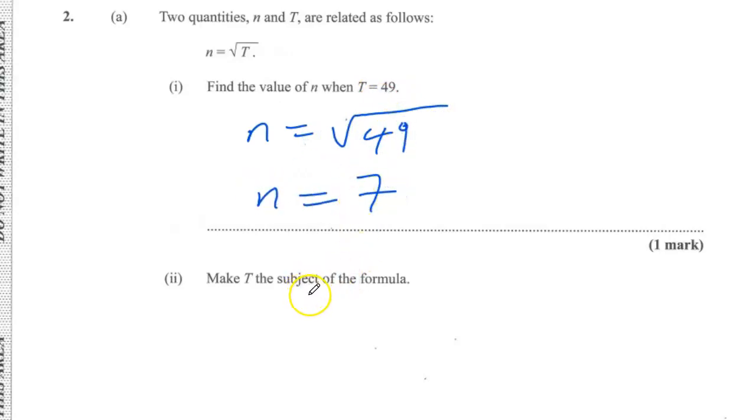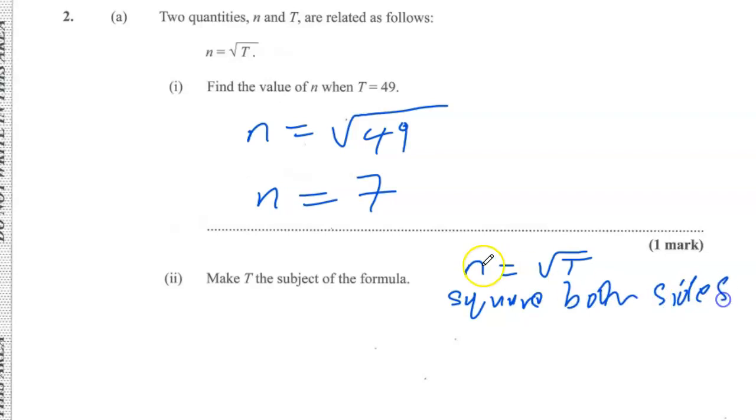Make t the subject of the formula. Remember that n is equal to the square root of t. Of course, you can square both sides. So n times itself is n squared, and root t by itself is t. So t is equal to n squared.